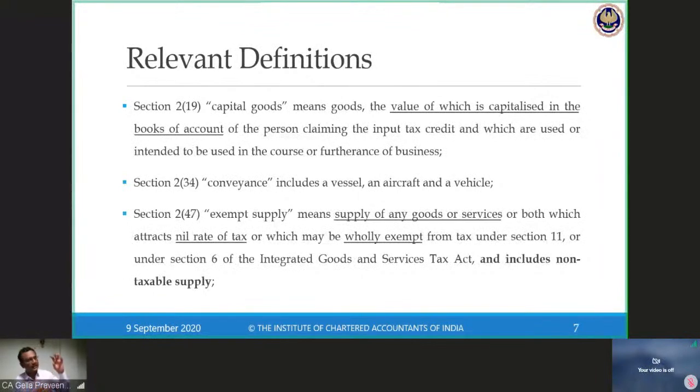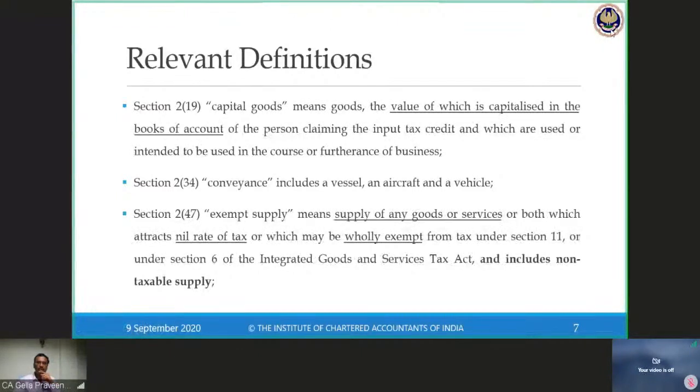understanding where the goods or services which we are looking into are either nil rated or exempted from GST law. So if there are goods which have an exemption under 2 of 2017, or services which are exempt under 12 of 2017, that shall be covered under this definition called exempt supply. This is my starting point for blockage of my input tax credit. There's a term called includes non-taxable supply.